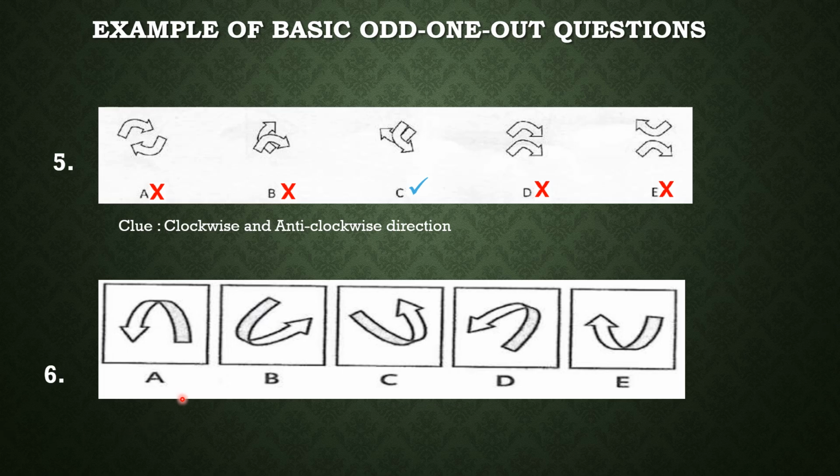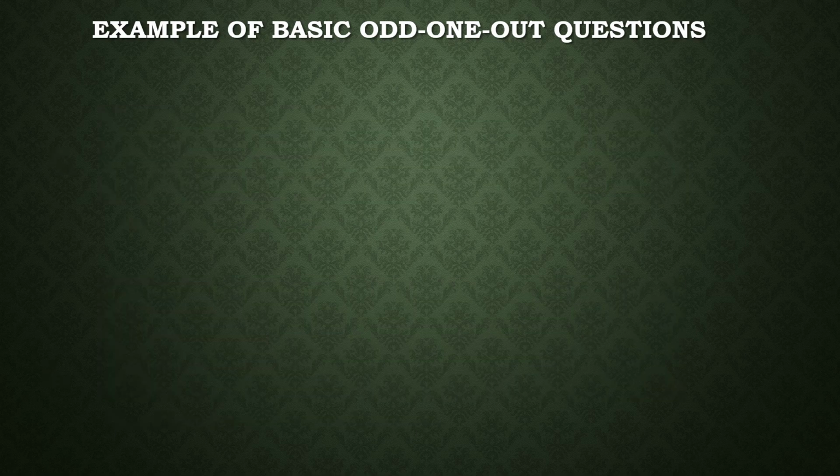In the sixth example, we do see a single object which is moving in an anti-clockwise direction. Again in option B, the image is moving in an anti-clockwise direction. Option C, image is moving in an anti-clockwise direction. Option D, image is moving in an anti-clockwise direction, but option E is moving in the clockwise direction. So the clue here should be again clockwise and anti-clockwise direction, and option E is not following that rule. That means that is the odd one out.